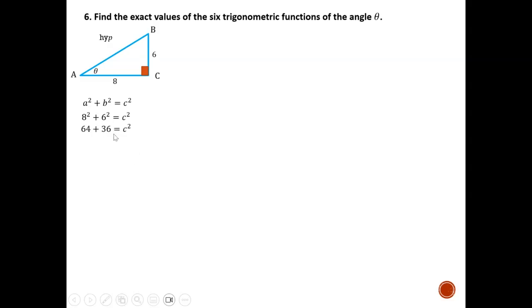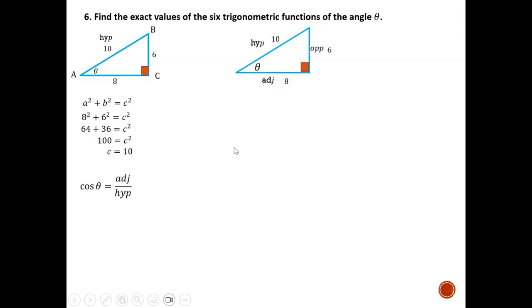Okay. Anyway, a squared is 64. B squared is 36. So we add them, it's going to give us 100. Now to solve for c, we take the square root of both sides. So c equals 10. So now I got my hypotenuse. Because this is considered the adjacent side, the adjacent is going to be 8, the opposite is going to be 6, and the hypotenuse is going to be 10.